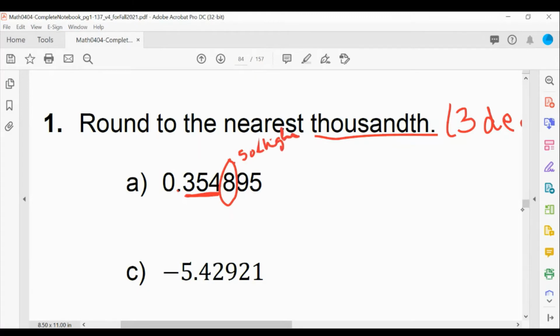And so since it's 5 or higher, I'm going to add 1 to this whole number, 354 plus 1. So what's 354 plus 1? That would be 355. That's correct. So this is that above decimal rounded to the nearest thousands.